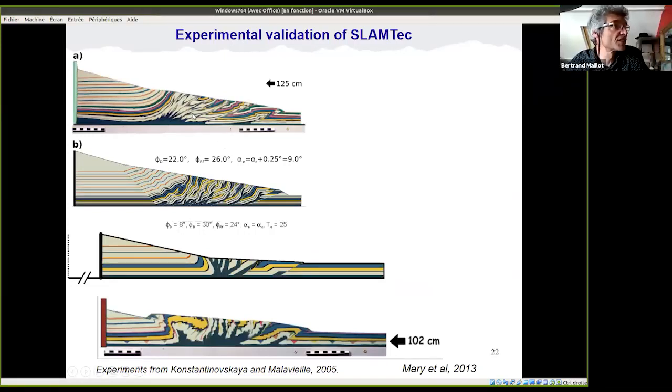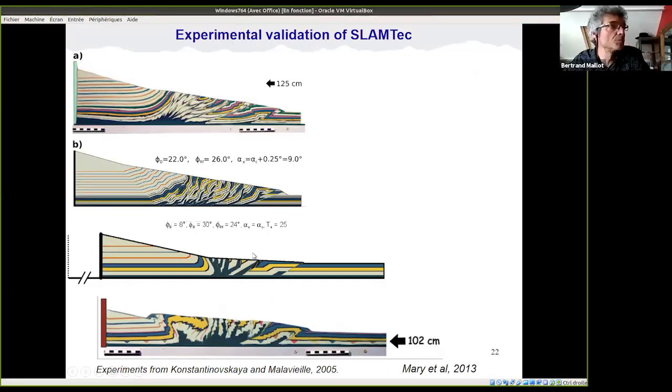This is an experiment done in Montpellier by Konstantinovskaya and Malavieille with sand and erosion, as you can see, with a high friction base. So you have four thrusts in this direction mostly. And this is a simulation we did with SlamTech of that. Now, if you take the bottom, which is a very low friction base, that will produce a very different structures in the sand. And we were able to capture also quite a few of the features, like some material going from the base. The black material here has been brought up to the surface through the thrusting and the erosion. That's what we also obtain here.